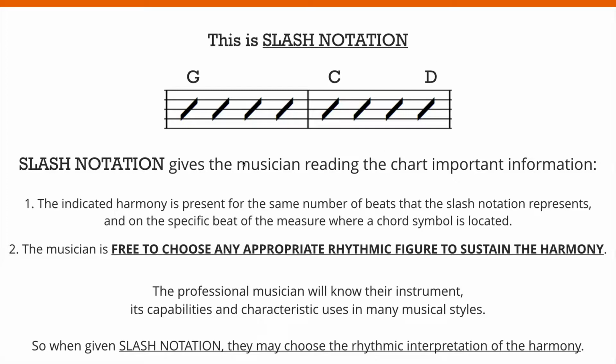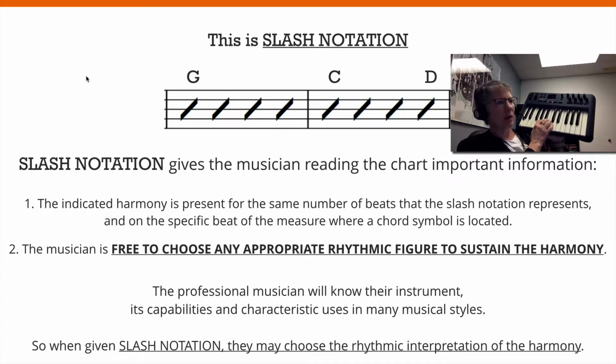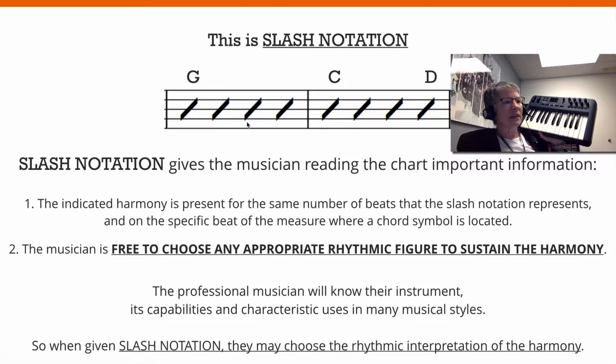That is very specific. The musician in this case, please note this, the musician is free to choose any appropriate rhythmic figure to sustain that harmony. Professional musician will know their instrument, its capabilities and characteristics, and many musical styles. So, guitar player, keyboard player. Say I'm the keyboard player, I'm looking at this, and I don't have to go, because they're slashes, I don't have to just play 4 beats of G, G, G, G. When I look at this, that gives me the freedom. I am free to choose any appropriate rhythmic figure to sustain that harmony.